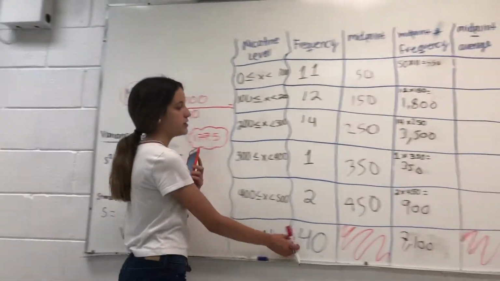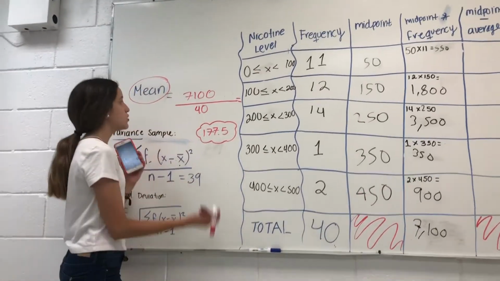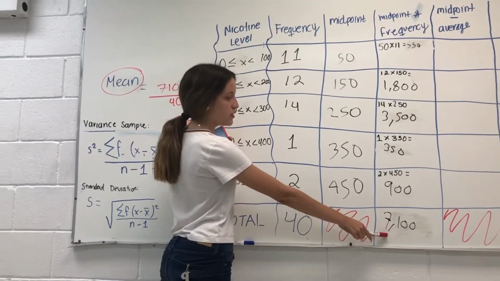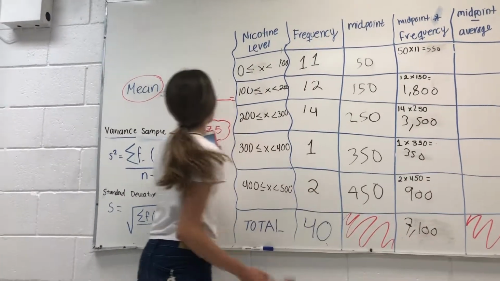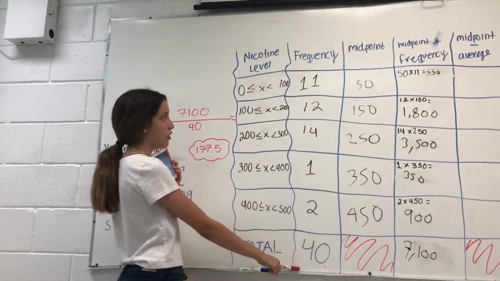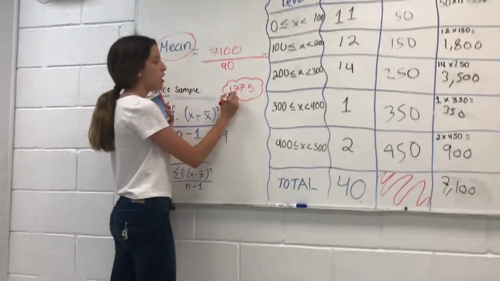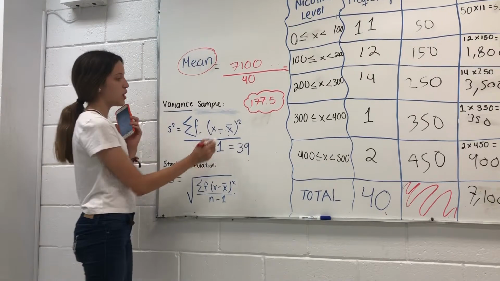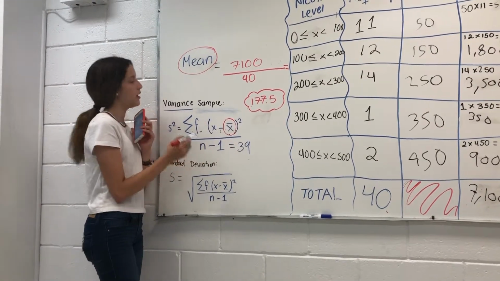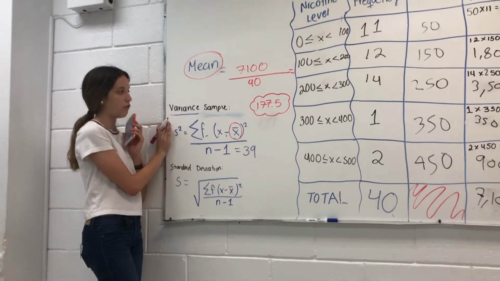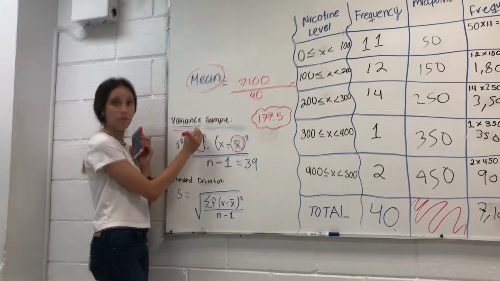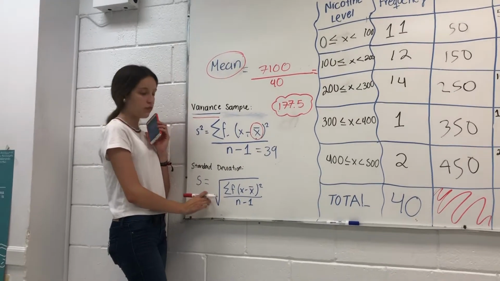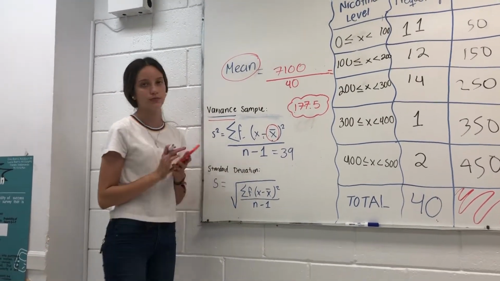Now that we have all this information, we are going to use it to get the mean. In this case, it's going to be the sum of midpoint times frequency, that is 7,100, over 40, that is the total of frequency. So we got 177.5, and this is going to be our mean in this part of the formula. We are using this formula first because the sample variance formula is the same as the standard deviation, with the difference that this one has a square.